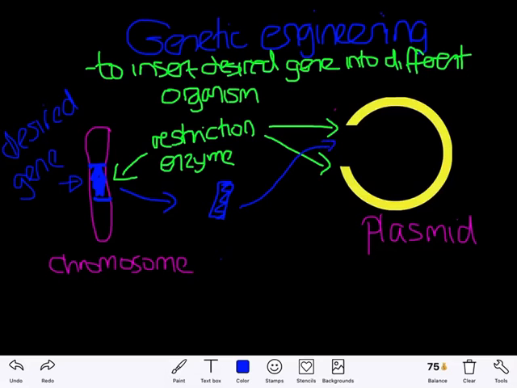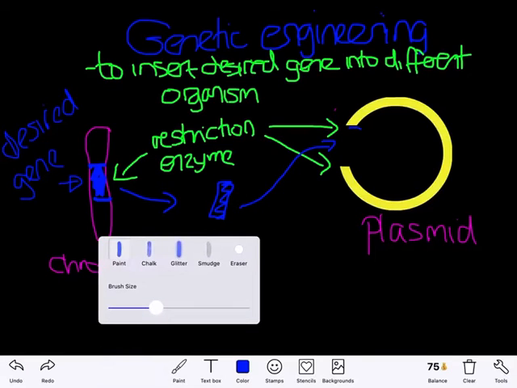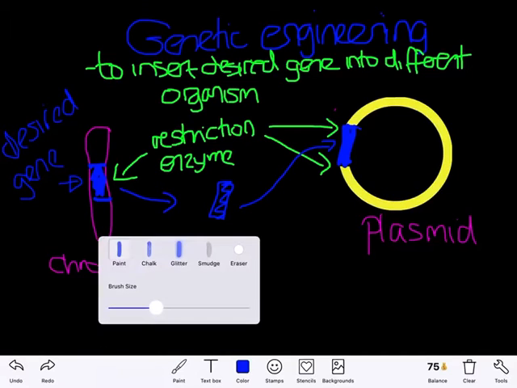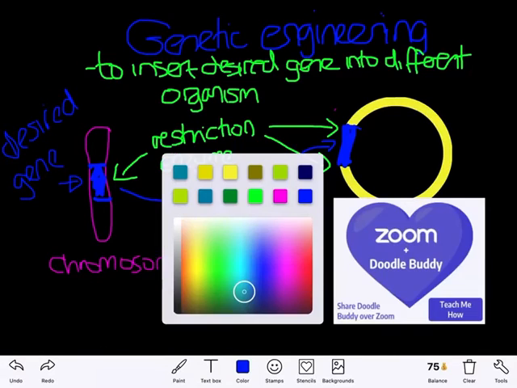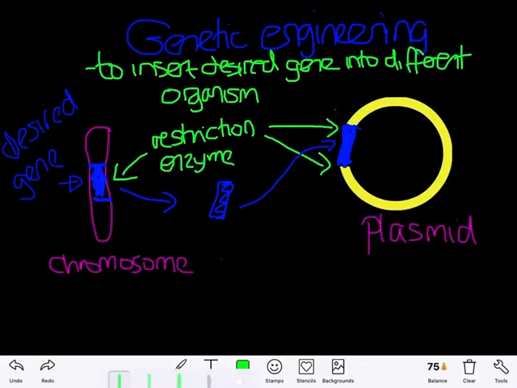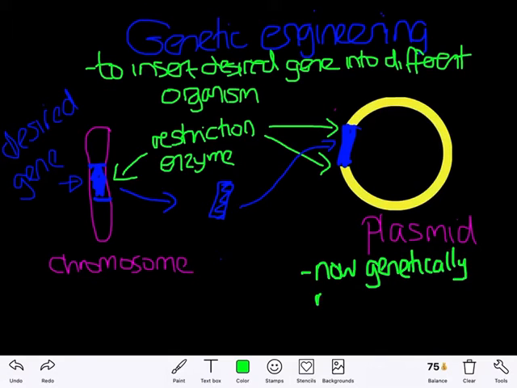Once it has been inserted, then the plasmid is now known as being genetically modified or genetically engineered. It has now got a gene that it didn't originally have. And that genetically modified plasmid can then be inserted into bacteria for reproducing, so that whatever the characteristics that the gene has can be produced.